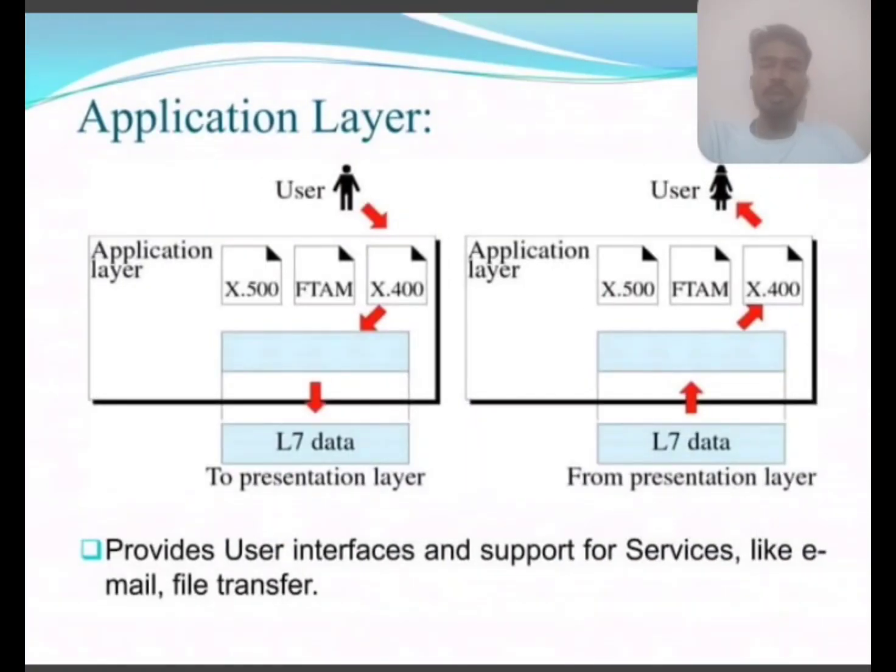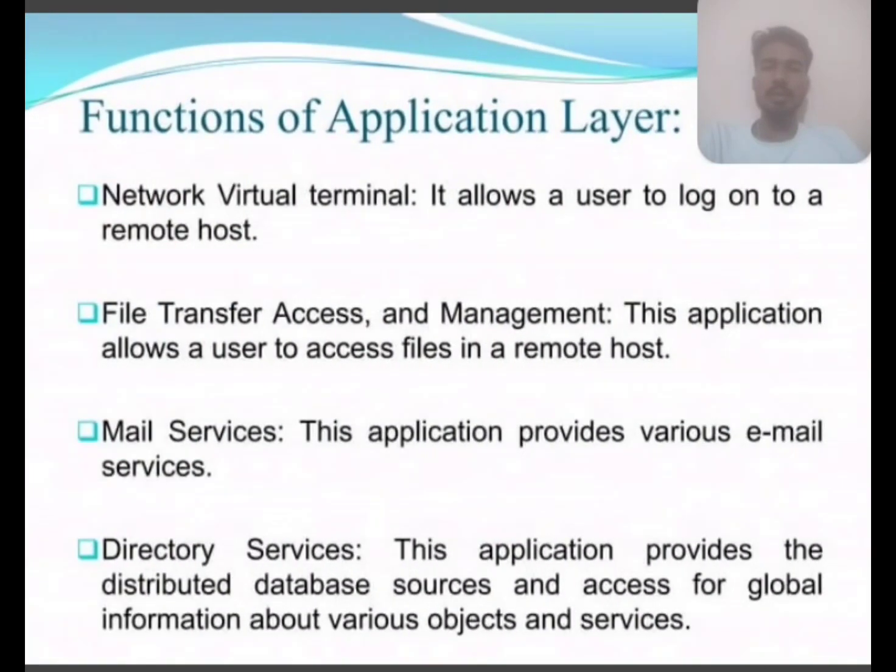The application layer provides a user interface and supports services like email and file transfer. Functions of the application layer. Network virtual terminal. It allows a user to log on to a remote host. File transfer, access and management. This application allows a user to access files in a remote host. Mail services. This application provides various email services. Directory services. This application provides distributed database sources and access for global information about various objects and services.